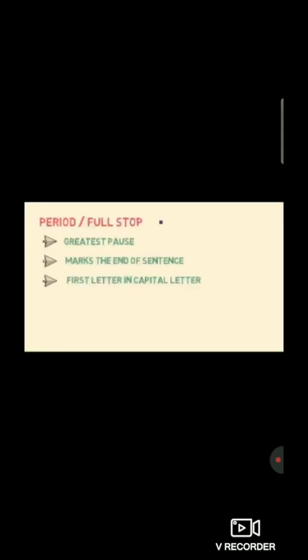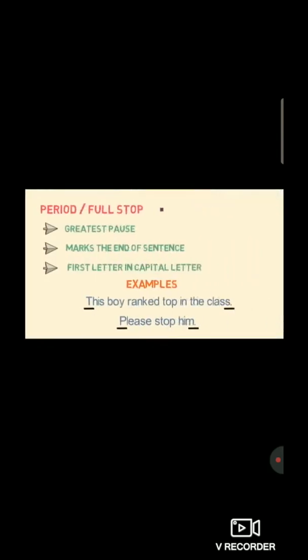Next, pause in the text. It marks the end of a declarative or imperative sentence. The first letter of the sentence having a full stop must start with a capital letter. So students, let's see the example. This boy ranked top in the class. Second one, please stop him. So students, as we see, the very first letter is capital and at the end of the sentence there is a full stop. So students, the very first punctuation mark we have completed.